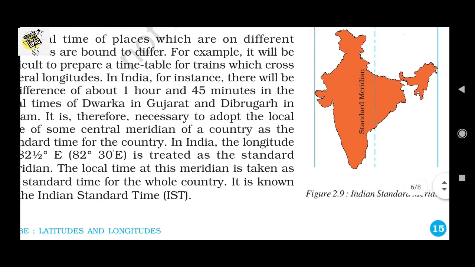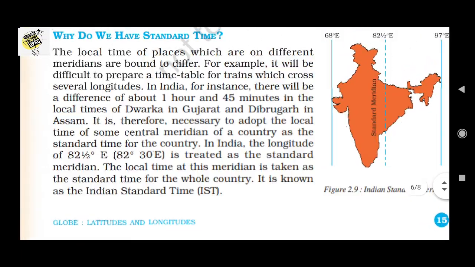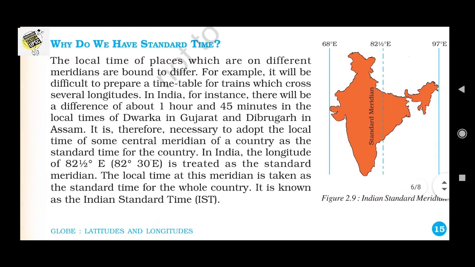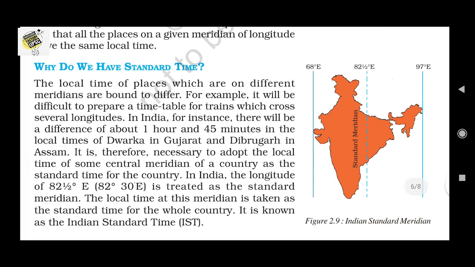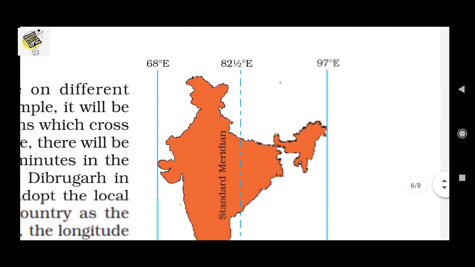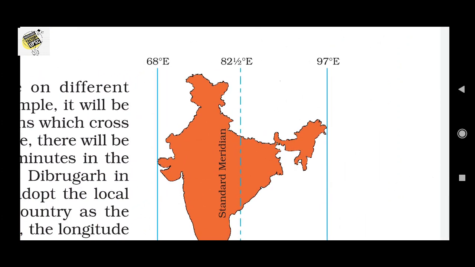So it's necessary to have a standard time for India to make things simple, to make timetables and time schedules of programs, trains, flights, etc. It's very important. Just look at that picture. Gujarat is at 68 degrees east, and the northeastern side, near Arunachal Pradesh and Assam, is at 97 degrees east. So there will be a time difference between Gujarat and Assam, and Gujarat and Arunachal Pradesh. So it's necessary to keep a standard time in India.